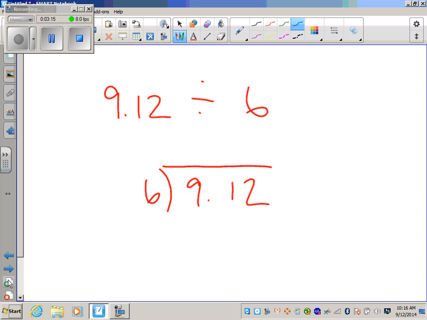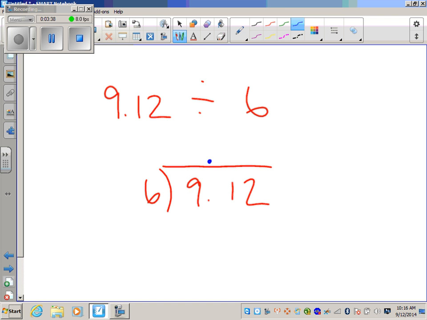Therefore, I'm going to take the decimal. I'm going to put it right up top. Just carry it straight up there. Now, all the division will take care of what place values we need to put everything in. See, with multiplication, we take care of the decimal last. But division is the opposite of multiplication, so we take care of the decimal first, okay?